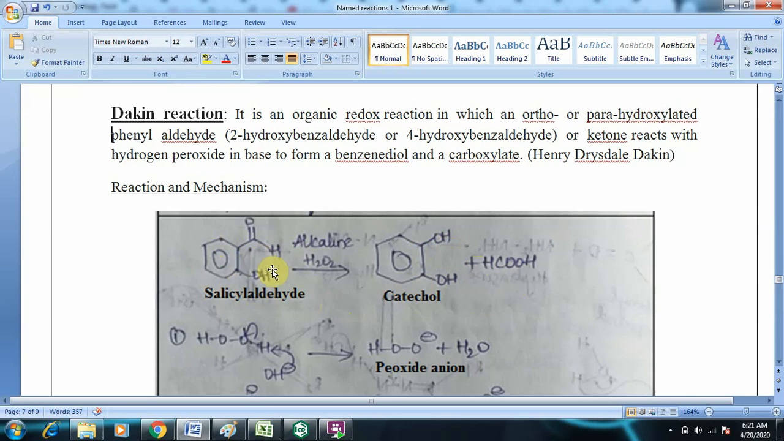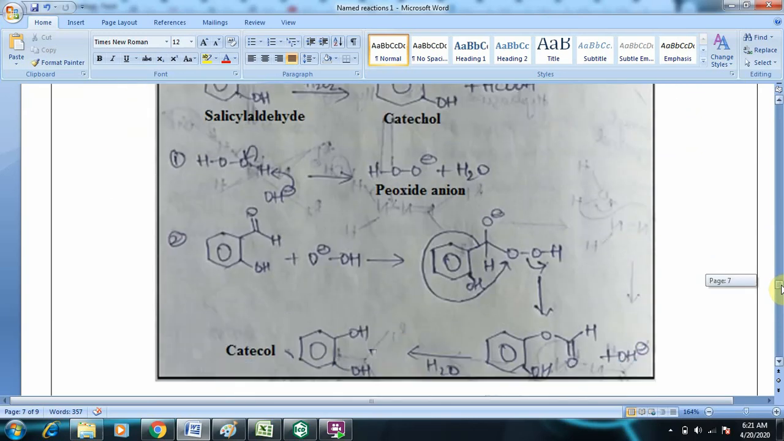So coming to the mechanism, how this reaction goes. As we said, the reagent we employ is hydrogen peroxide in the presence of a base like sodium hydroxide or potassium hydroxide. You know that base can be represented as OH minus. Hydrogen peroxide is H2O2, HOOH. The base can abstract one proton from the hydrogen peroxide, and the bonding pair of electrons is given to oxygen to form HOO minus, the peroxide anion.